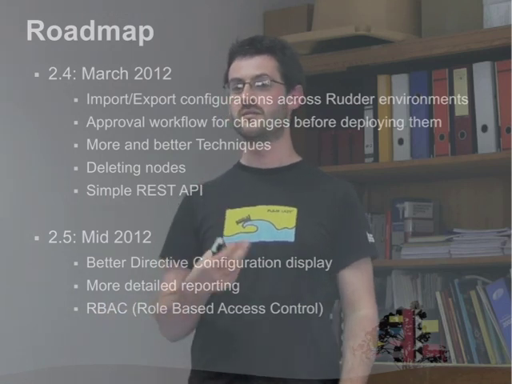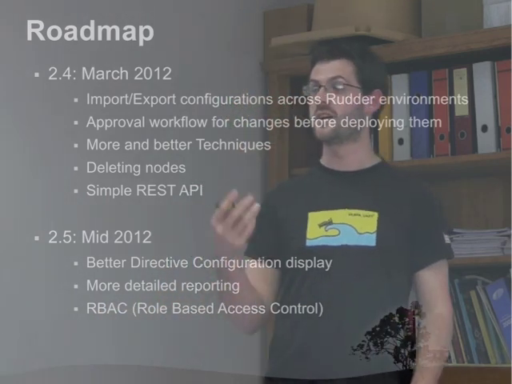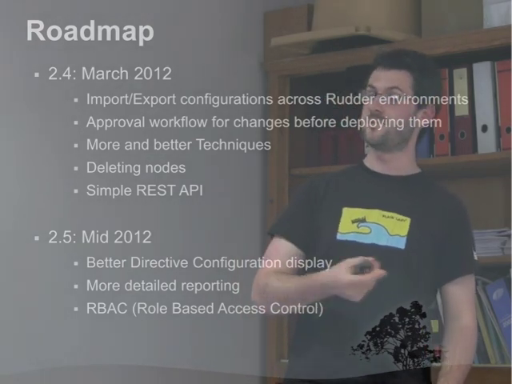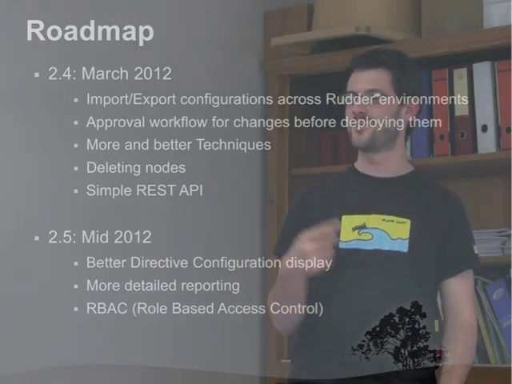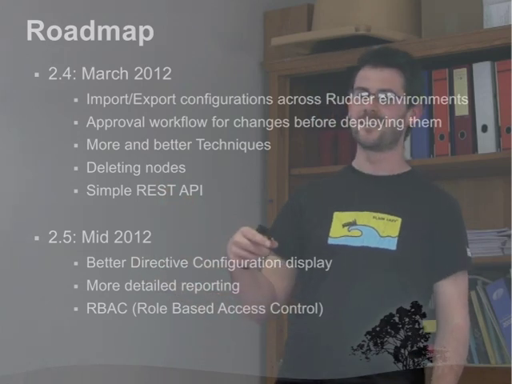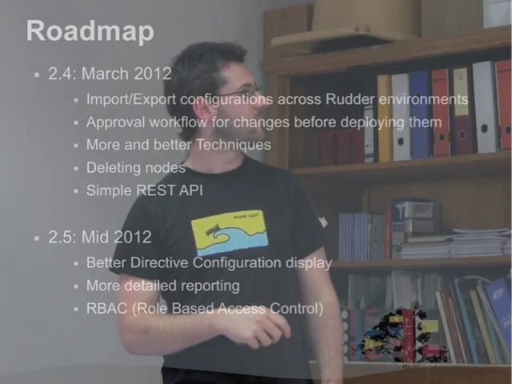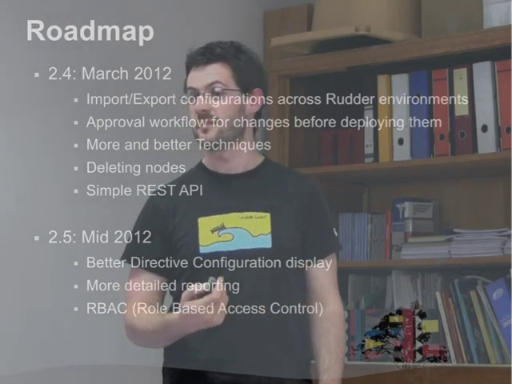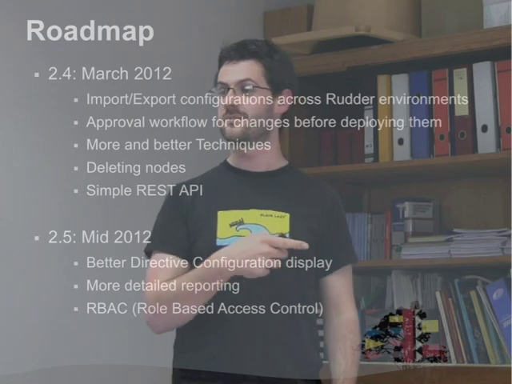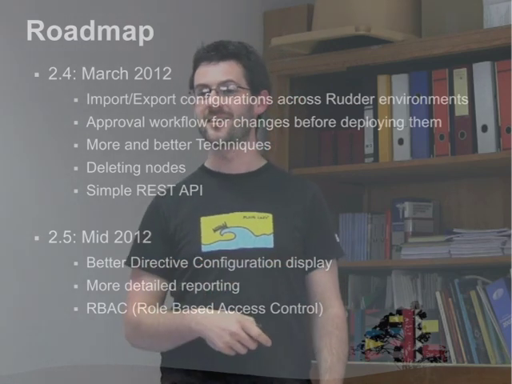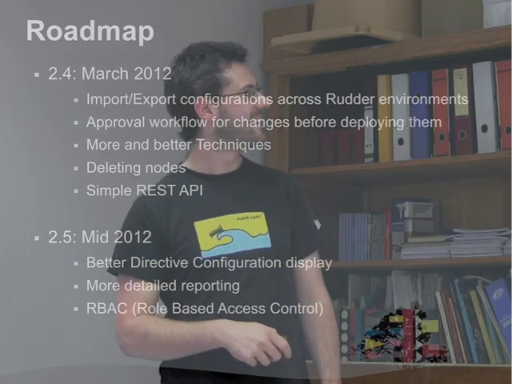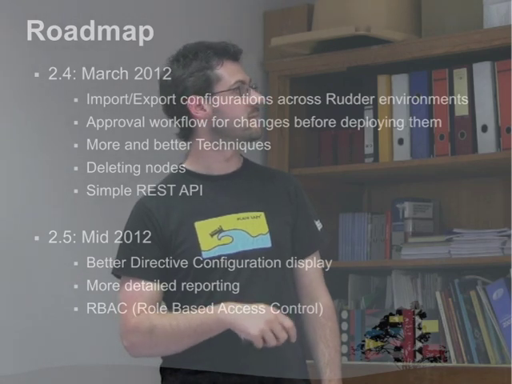Similarly, you can download them in a .zip file, some kind of archive, and back them up. If you have a disaster that also affects your Rudder server, you can reinstall the Rudder server, add in your configurations, and reinstall all your other servers. We can now delete nodes. That seems simple, but we had kind of forgotten that in the first version, so we can now actually remove nodes. And there are more and better techniques.